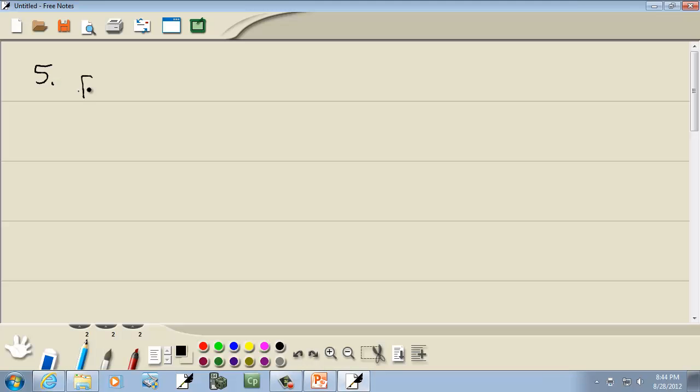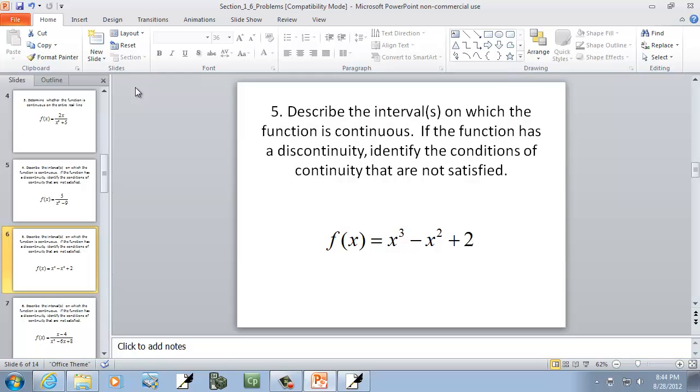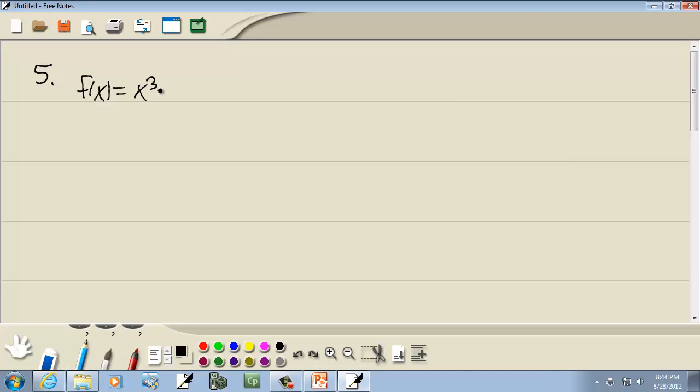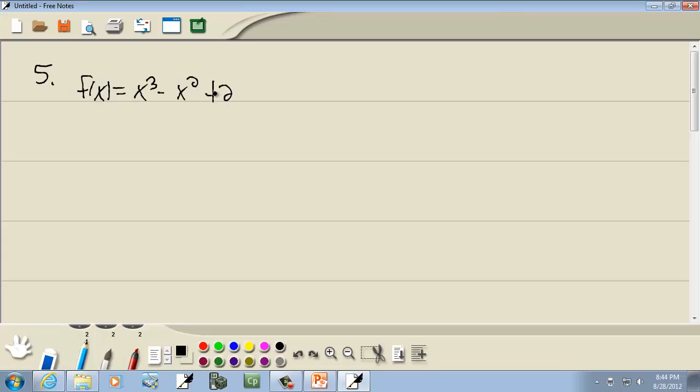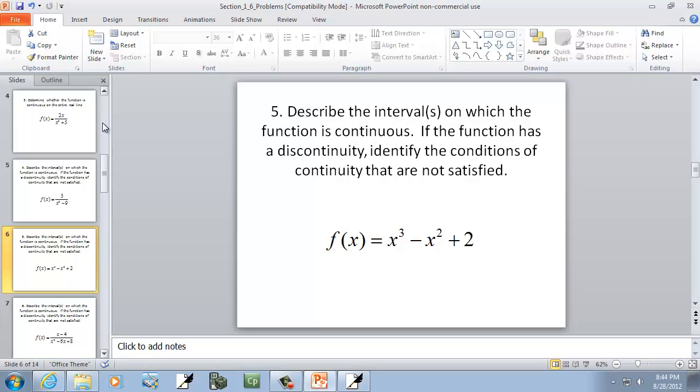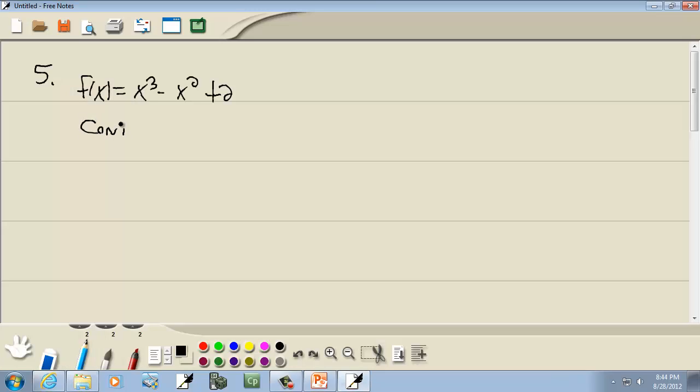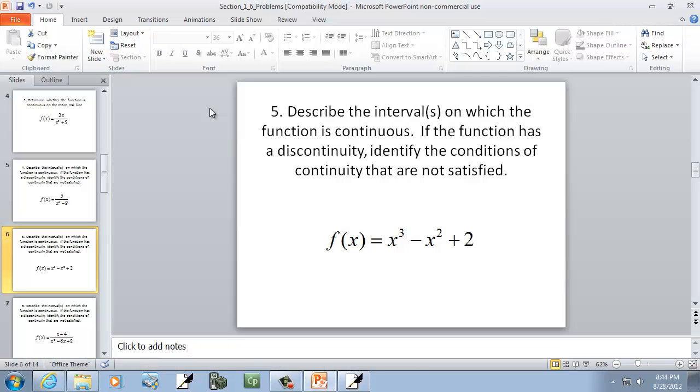Okay, so we got f of x is equal to x to the third minus x squared plus 2. Well, we said our trouble areas were fractions, piecewise functions, and radicals. We don't have any trouble areas right here. So where it's asking where it's continuous, describe the interval. It's continuous from negative infinity to positive infinity. So that's our answer.